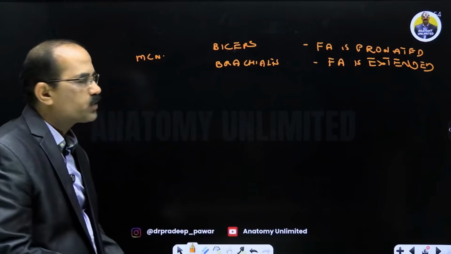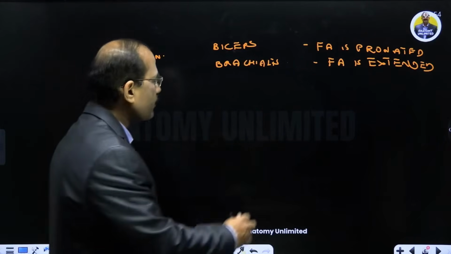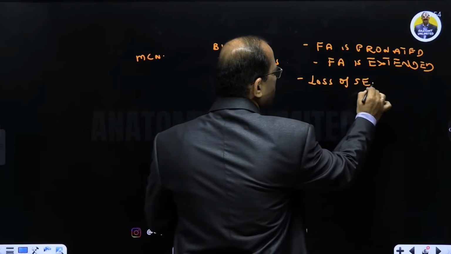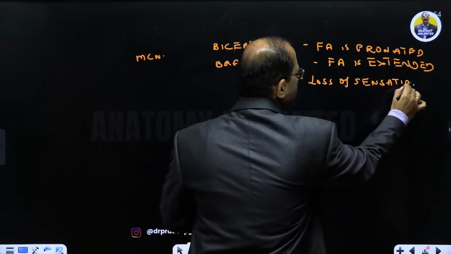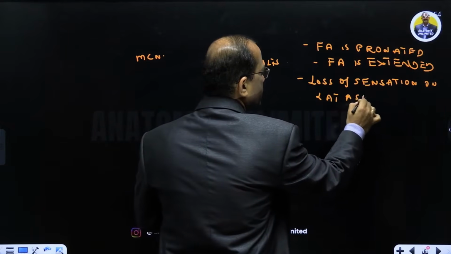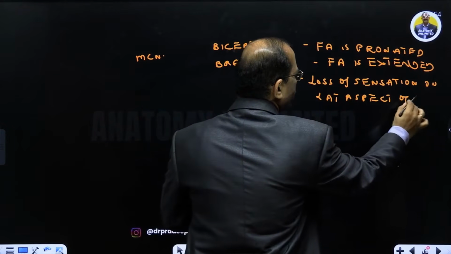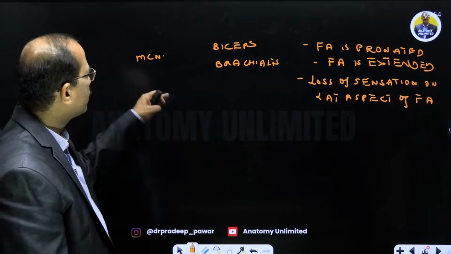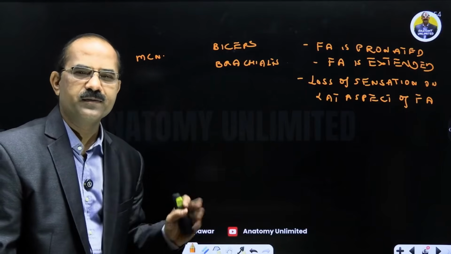Plus musculocutaneous nerve supplies the skin on the lateral aspect of forearm. So loss of sensations on the lateral aspect of forearm. This is involvement of musculocutaneous nerve. समझ में आ रहा है बच्चों?